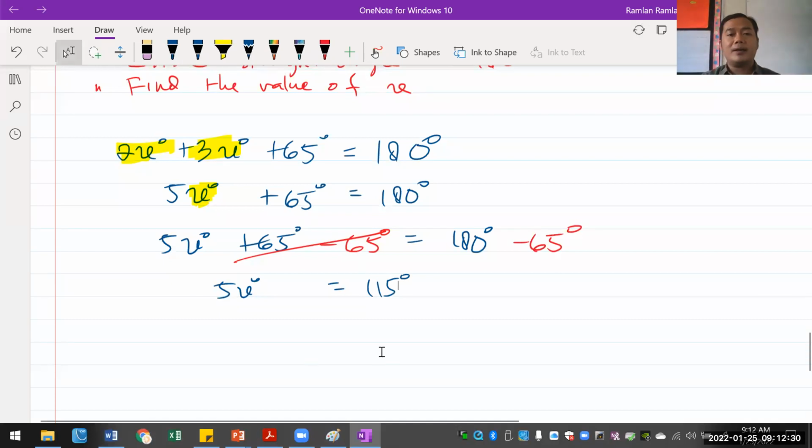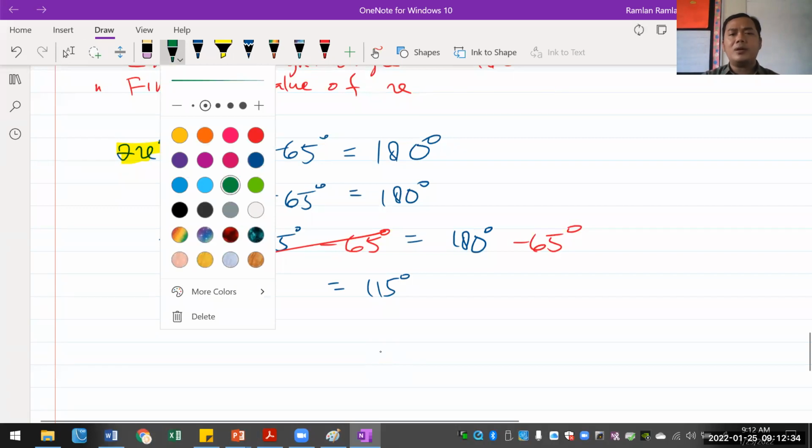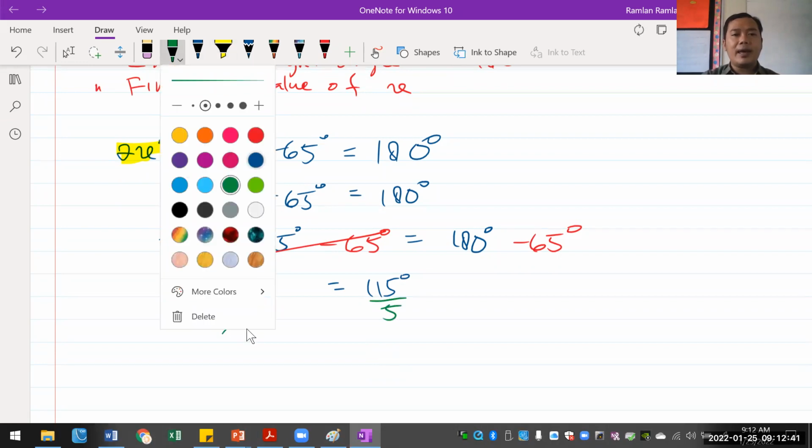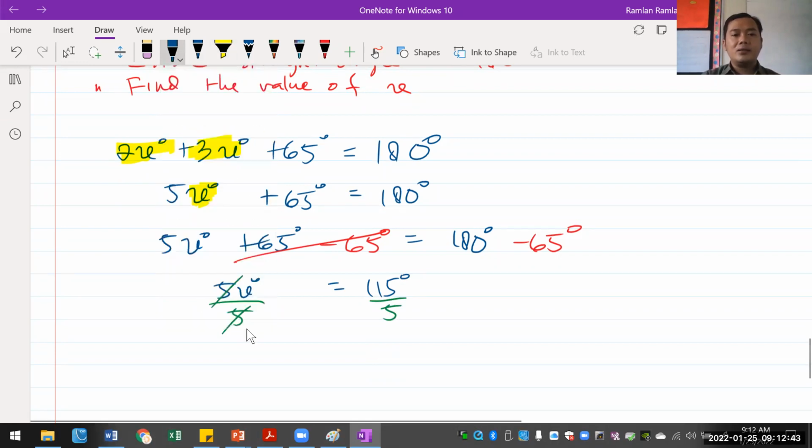Yang penting caranya sesuai. And then the last one is we want to get rid of that 5, so I'm going to divide both sides by 5. So I can cancel the 5, and then I can get only the x on the left side. So I will have x, and 115 divided by 5 is 23. And then you will get the answer.